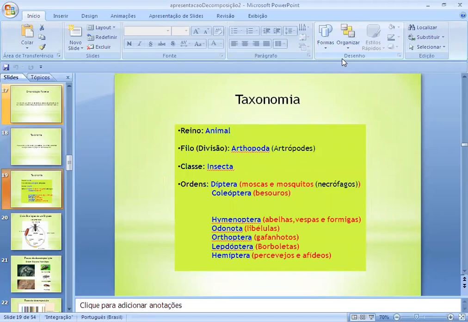So basically, we are going to talk about two orders: the Diptera order and the necrophagous Coleoptera. The necrophagous are insects that feed on the body after death.